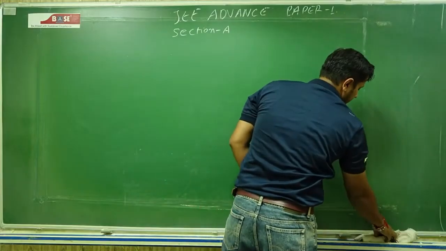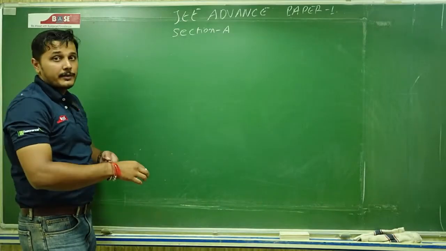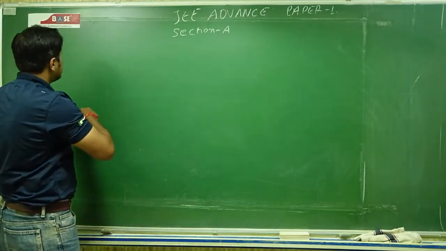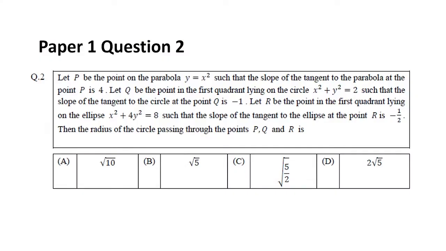So it's an important point in maxima minima that the double derivative should not change sign about the point where the first derivative is becoming 0. But here in the previous question it is happening. So using that we said options B and C are wrong. Now come to question number 2.